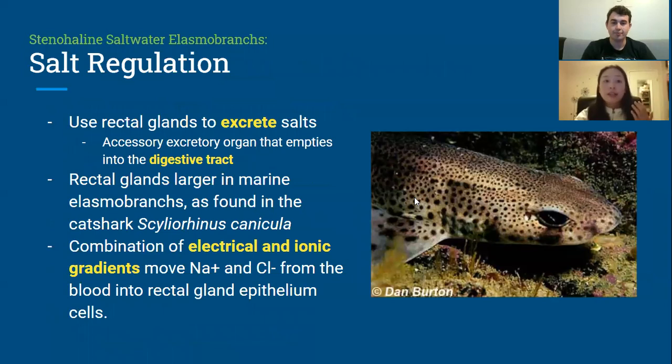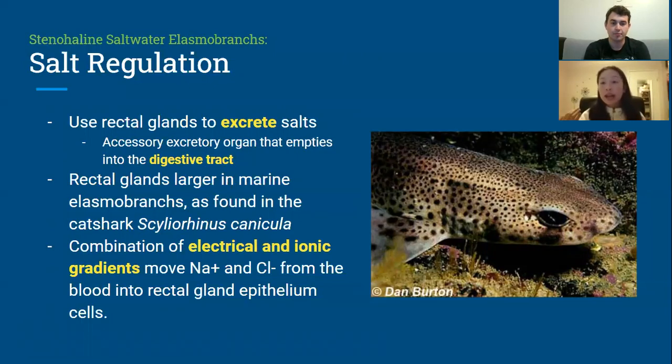Another thing that the stenohaline saltwater elasmobranchs have to worry about is salt regulation. They have this really cool organ called the rectal gland, an accessory organ that empties into the digestive tract, and they're able to excrete salt. What they found was that in marine elasmobranchs, rectal glands are actually found larger. For example, in the cat shark, rectal glands are found larger compared to other elasmobranchs.